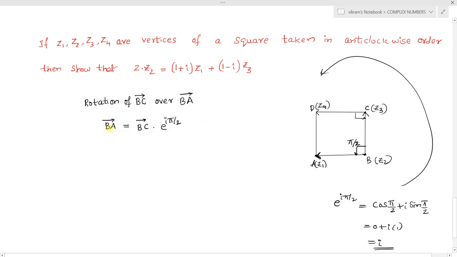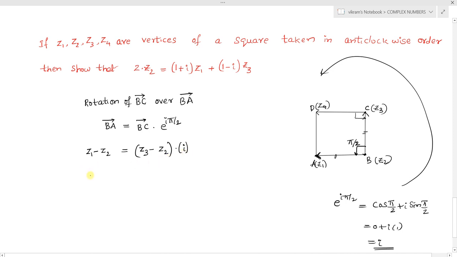Then BA can be written as OA minus OB. Okay, position vectors OA minus OB. OA is Z1, so we can write Z1 minus Z2, and here OC is Z3, so BC is OC minus OB, Z3 minus Z2, into e power i pi by 2, which is simply i. Since the lengths of the square are all equal, you do not divide by the modulus of this complex number. Just consider Z1 minus Z2 equals Z3 minus Z1 into i.